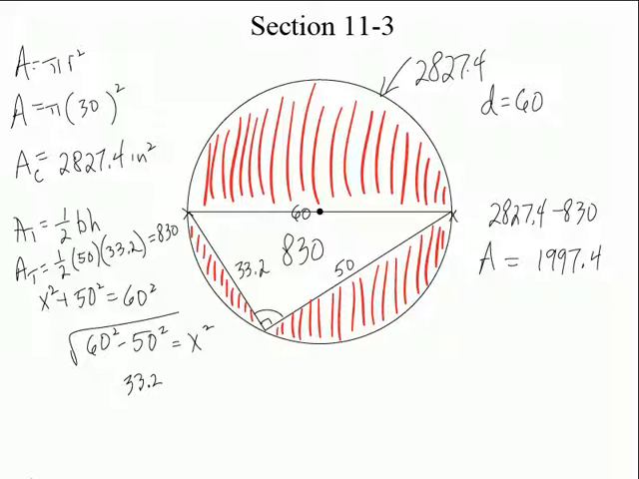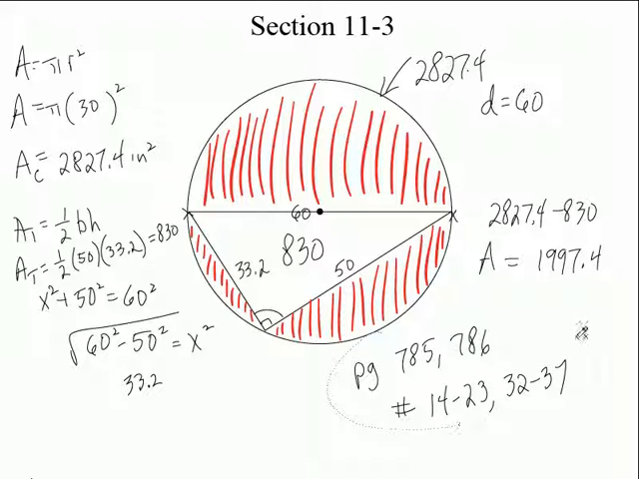Okay? Let me give you your assignment. Record that. All right, so there it is. There's your assignment. Pages 785, 786. We're doing 14 to 23. Then you're going to go to 32 and go through 37. That's it. We good? All right.